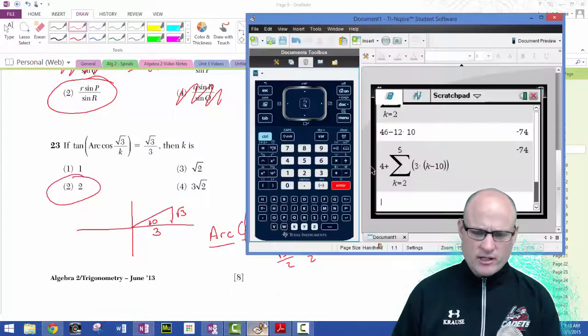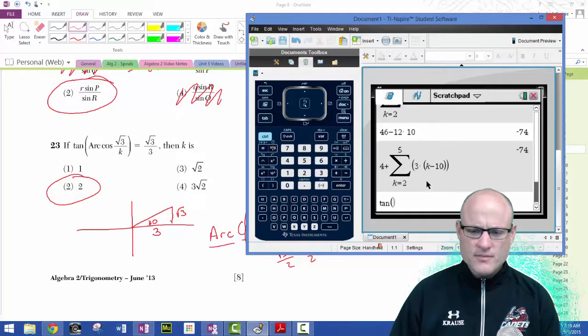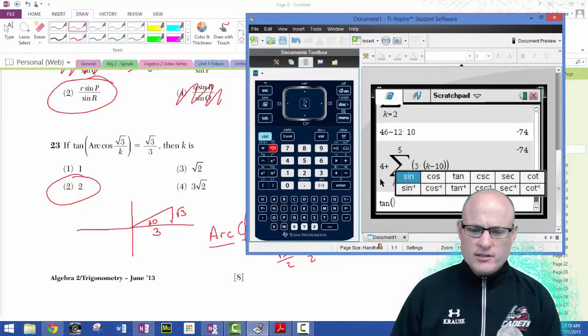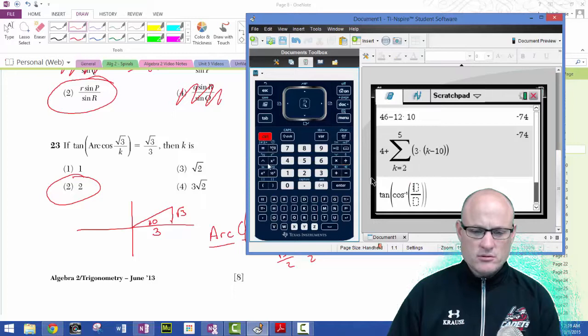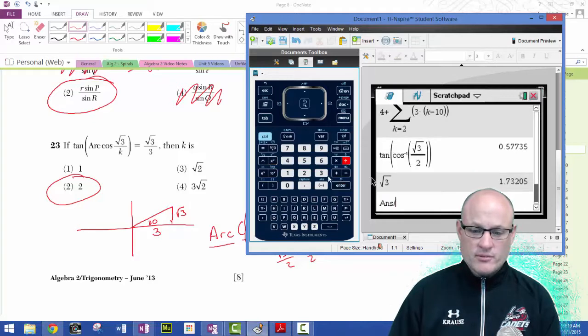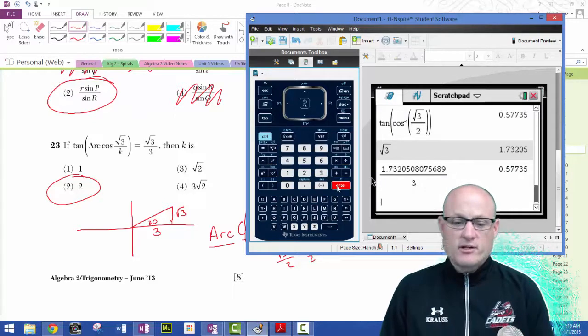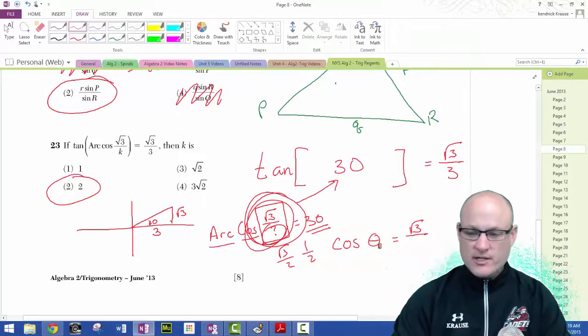And I believe you could check this. Arc cosine is the same as the inverse cosine. So we'll do the tangent of the inverse cosine of the square root of 3 over 2. And then you have to figure out what the square root of 3 divided by 3 is, and it should be 0.577. There you go. Same answer. That's the trick question, the tricky question. All right, moving on. We're almost done.